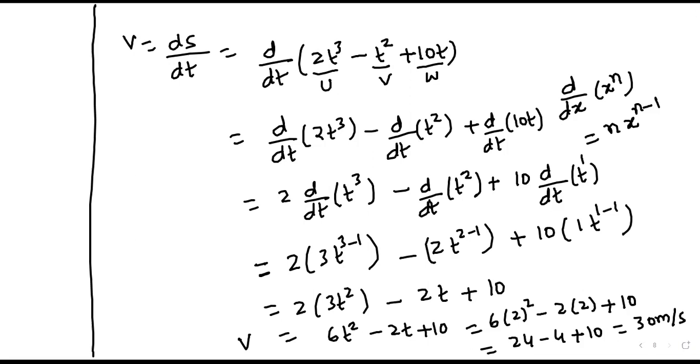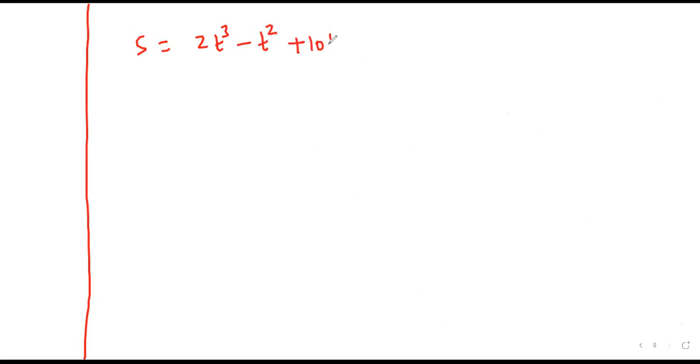After instantaneous velocity, in the same example, distance is varying as 2t cube minus t square plus 10t. I want to find the instantaneous speed at t equal to 2 seconds.